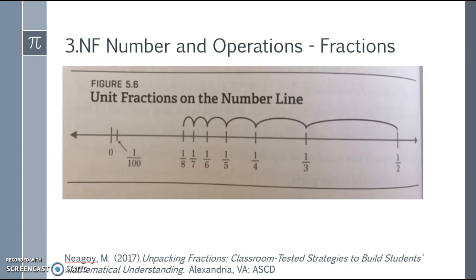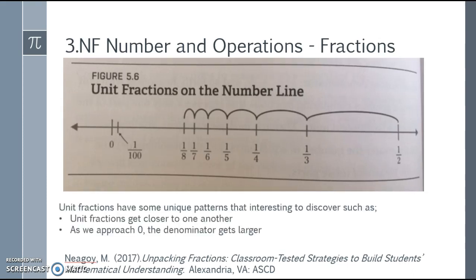Further, notice 1/2 is really far off to the right there, but it has to be in proportion. So there are a few things that we notice as our unit fractions progress. As we progress down the line, so 1/2, 1/3, 1/4, 1/5, notice that the unit fractions are getting closer as our denominators are increasing. Further, notice that we are getting closer to 0 as our denominators get larger. Very interesting.